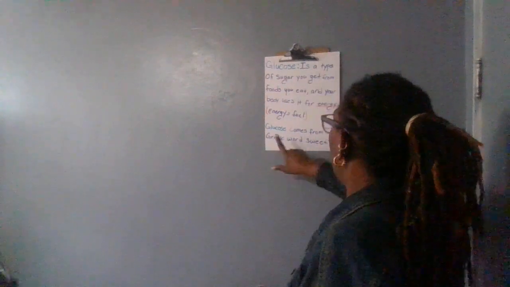Alrighty, our next definition is going to be glucose. I also have a photo that shows an example of glucose. Please take it and pass it around, but pay attention and listen as you browse the picture. Glucose is a type of sugar you get from foods you eat, and your body uses it for energy. And energy all means is fuel. Your body uses glucose as fuel. Glucose comes from the Greek word sweet.